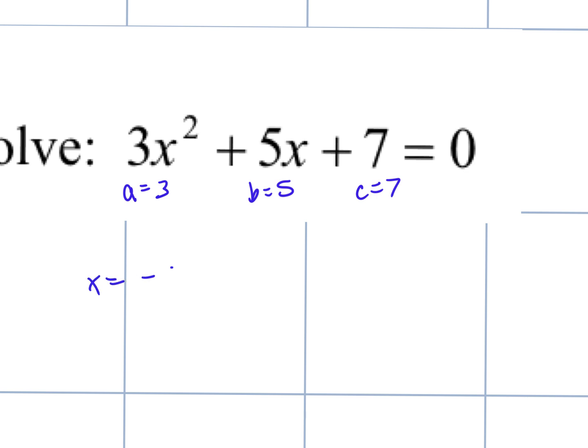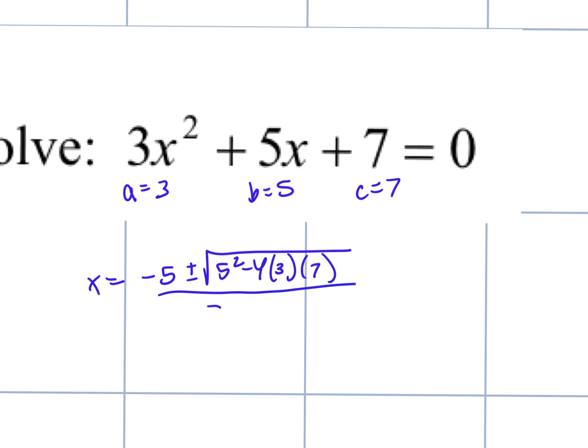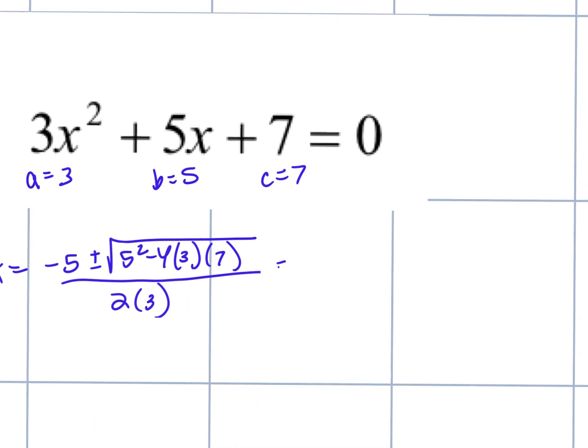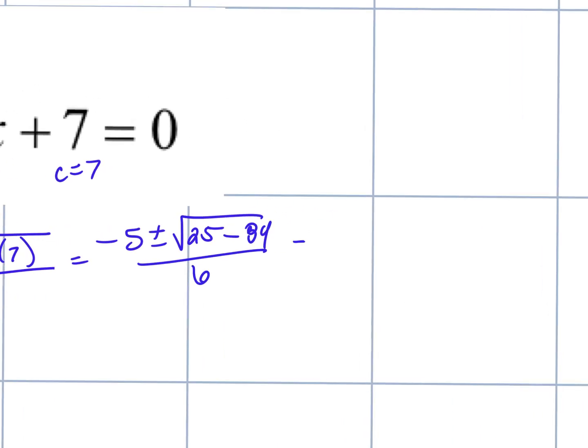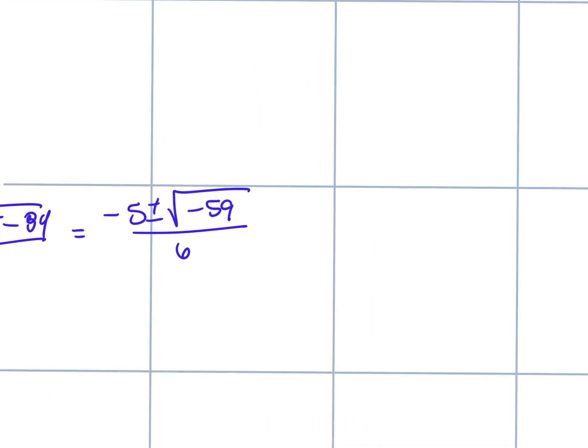So x equals negative b, negative 5, plus or minus the square root of 5 squared, minus 4 times 3 times 7, all over 2 times 3. So as we simplify, negative 5 plus or minus 5 squared is 25, minus 4 times 3 times 7 is going to give me 84. And the denominator is 6. So now we're going to keep simplifying. I have negative 5 plus or minus the square root of 25 minus 84, which is negative 59, all over 6. And I have to remember that 59 is negative 1 times 59.